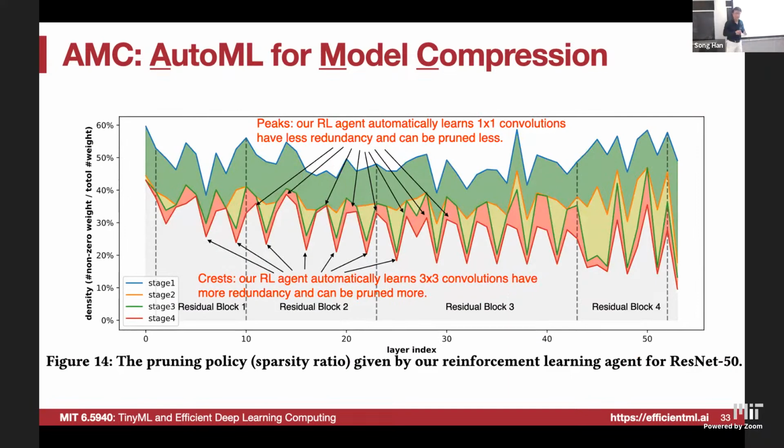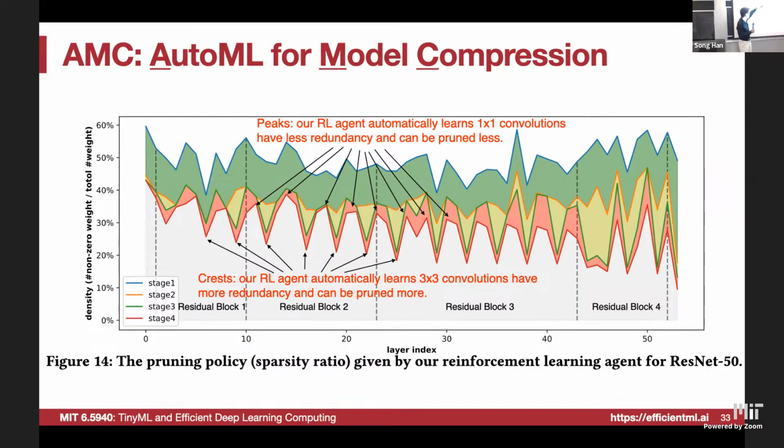And most interestingly, we find some interesting patterns about the pruning ratio of different layers for ResNet-50, where there are 50 layers. Here we are showing different stages. Remember, we are doing iterative pruning, right? We prune a little bit, fine-tune it, prune a little bit, fine-tune it again.